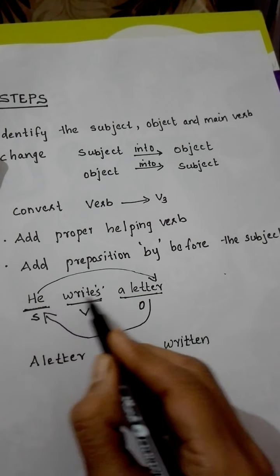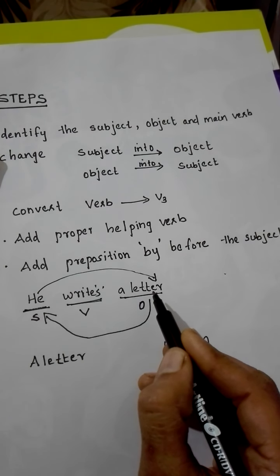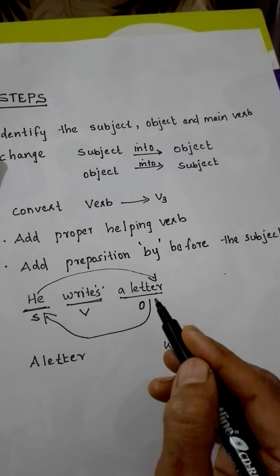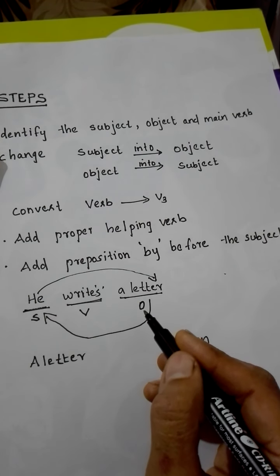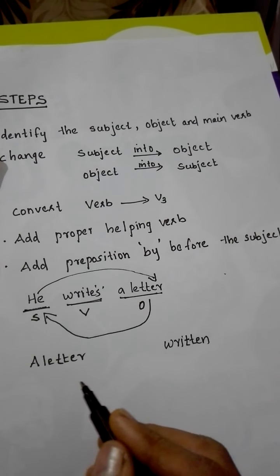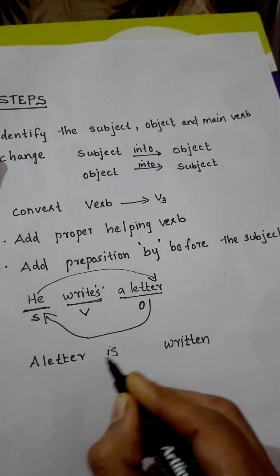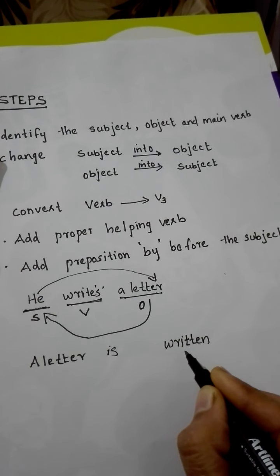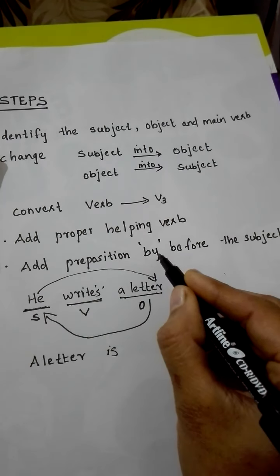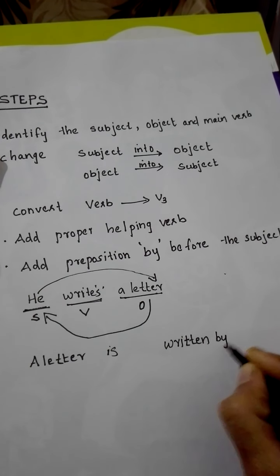First of all, identify which tense is used here. This is present tense. He writes a letter. It is a present tense. The sentence is in the present tense. So we have to use helping verb in the present tense only. So what is the singular helping verb in the present tense? Is. Got it? A letter is written. Okay. Now add preposition by. A letter is written by.